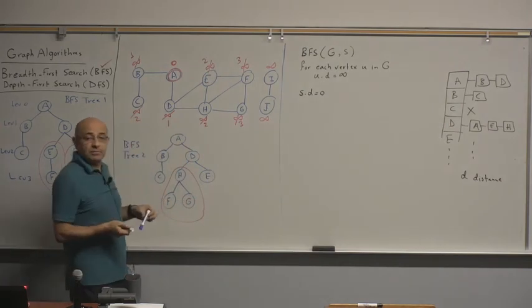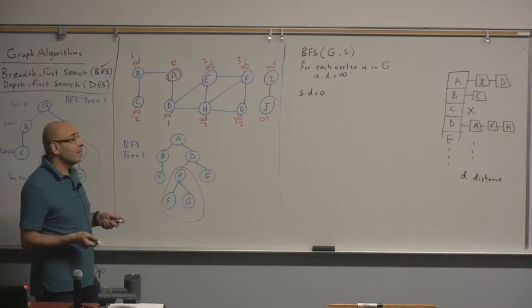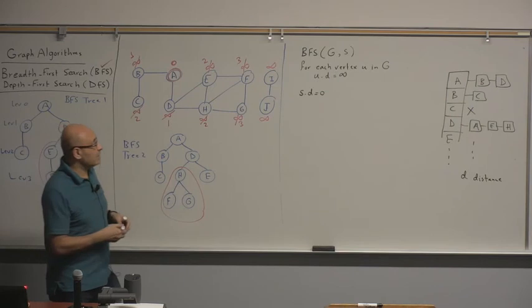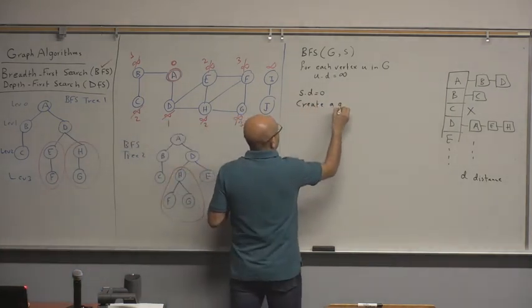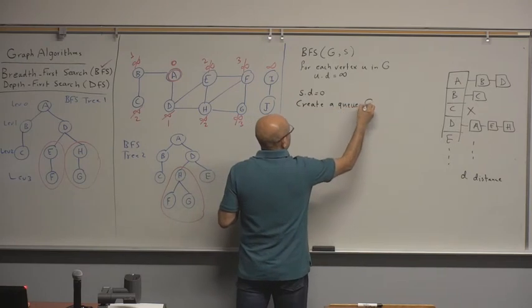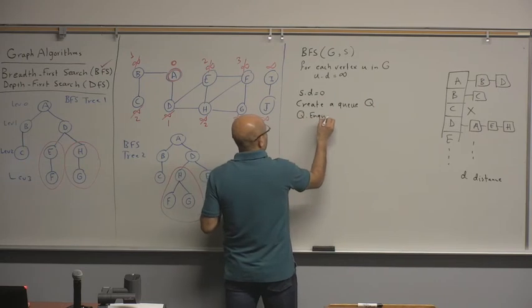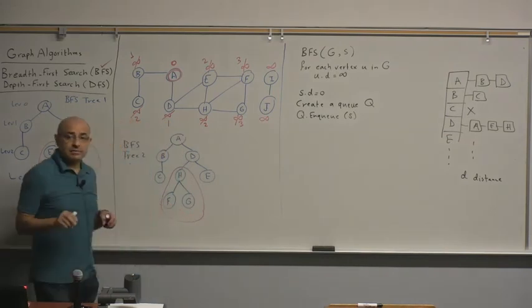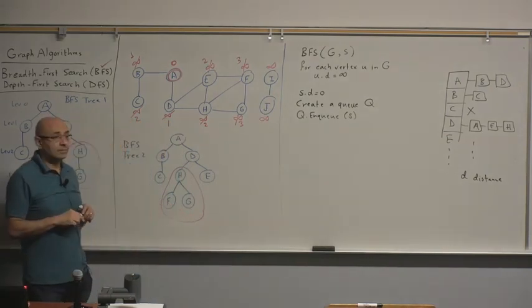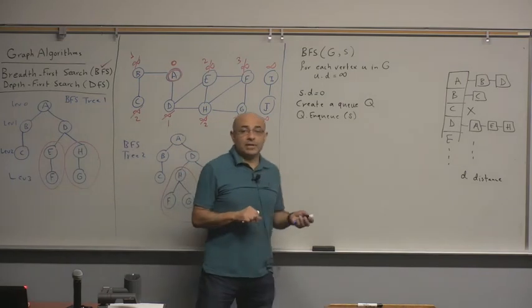Then what should we do? Put the source in queue. Okay, so we have to create a queue first. So create a queue. Then we do q.enqueue of S, the source. Then what? Then dequeue it and enqueue the neighbors. Yeah, then dequeue and enqueue the neighbors.